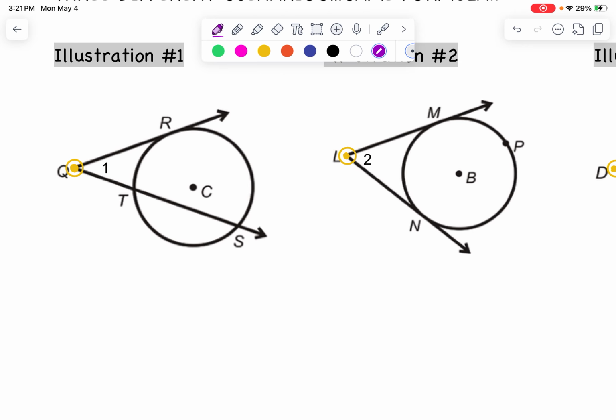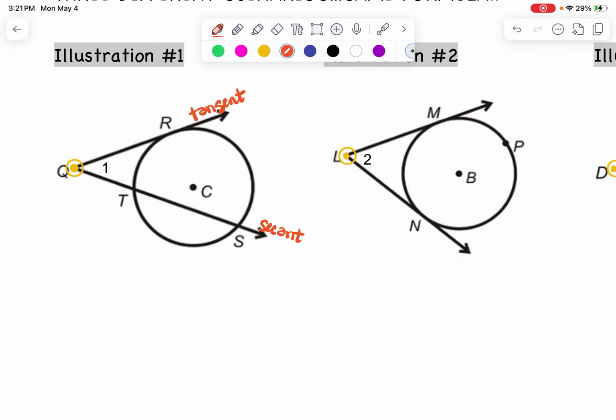Now, the only thing that's going to change, like I said, is that the formula is exactly the same. It's half the difference on all of these. But what's creating the angle is going to change things up a little bit. So I just want you to notice that this is a tangent line, and this is a secant. So in our first diagram, it's a tangent and a secant.